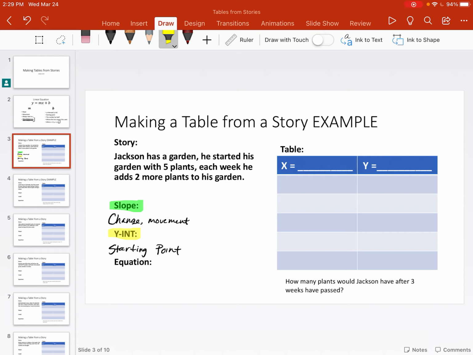Jackson has a garden. When he started his garden, he had 5 plants. Each week he added 2 more plants to his garden. So if I know y-intercept is the starting point, I have a great keyword here of started. So we know he started his garden with 5 plants. So my y-intercept is going to be 5, or if we write it as a point, (0, 5).